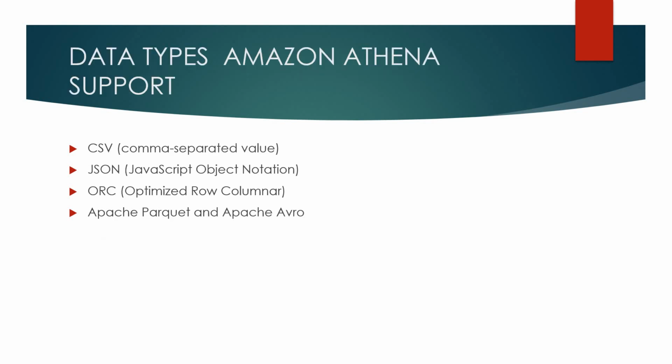What are the data types that Amazon Athena supports? One is CSV, which is comma separated values, then JSON, ORC (optimized row columnar), Apache Parquet, and Apache Avro. These are some of the data types supported by Amazon Athena.